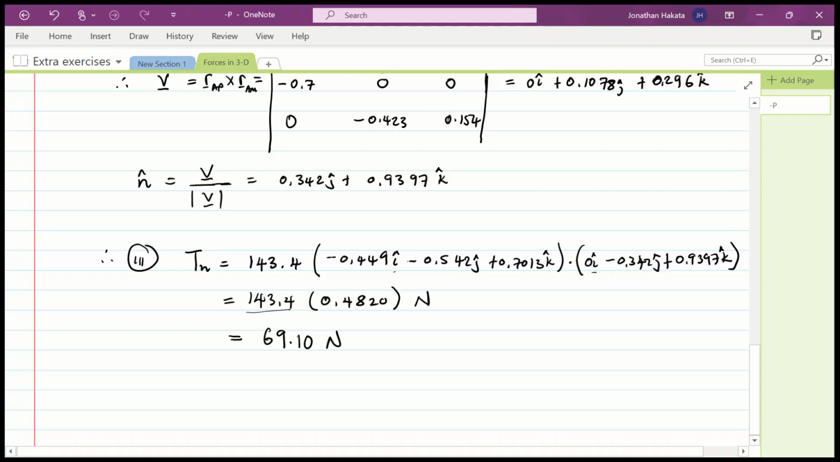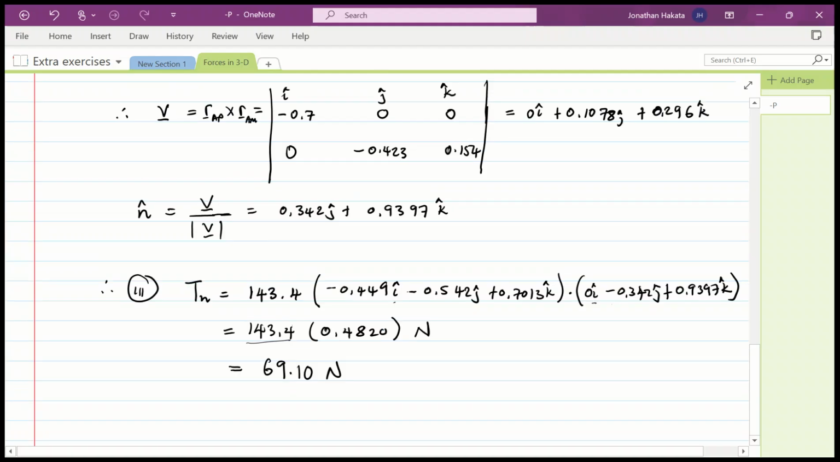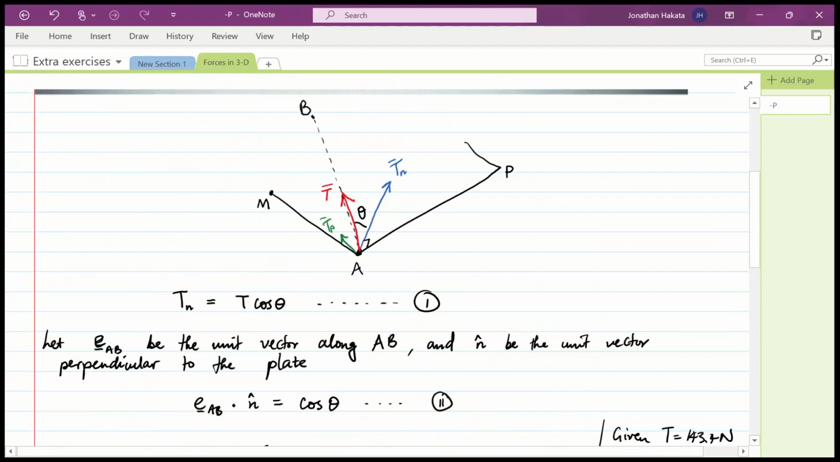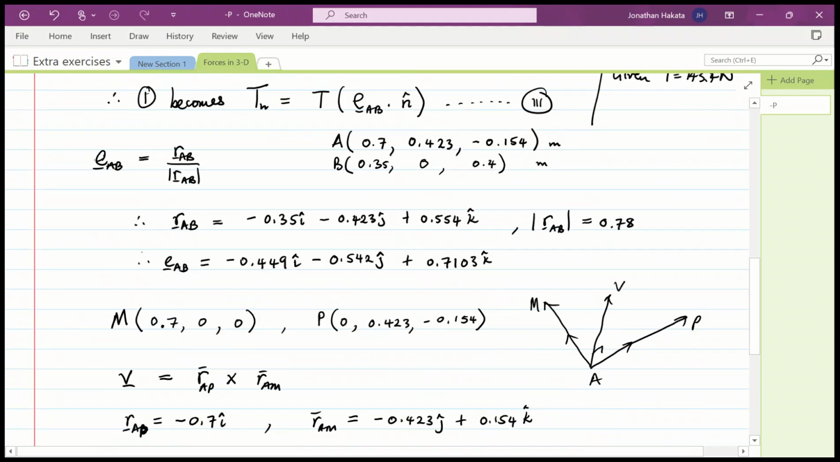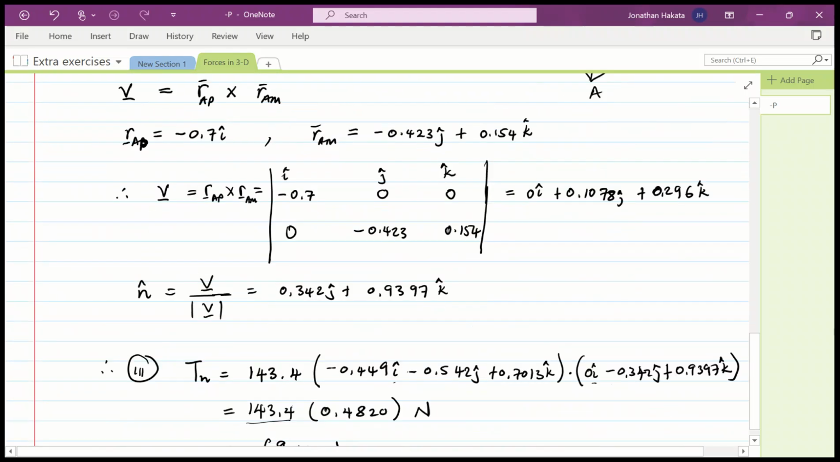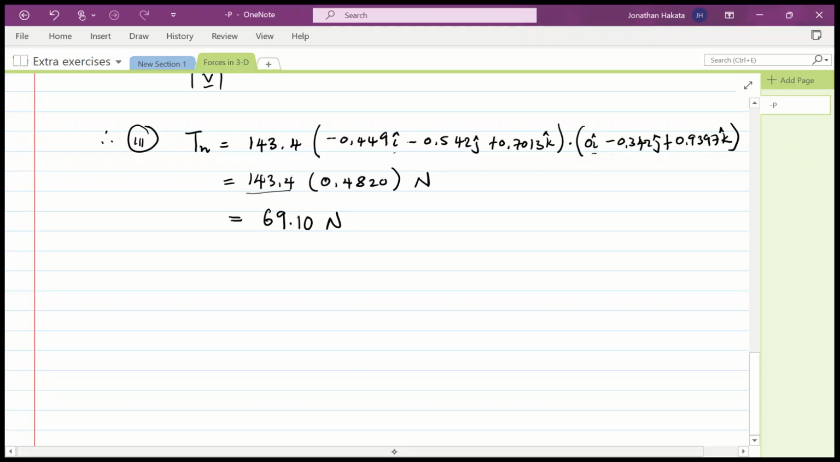newtons, which is pretty much comparable to the given answer. If you go back to the actual problem, guys, the answer is given to be 69.12. The difference is due to the aspect of rounding off. So this is a correct answer, which is acceptable. It's within some accuracy range. All right, so this was the solution to this given problem, guys.